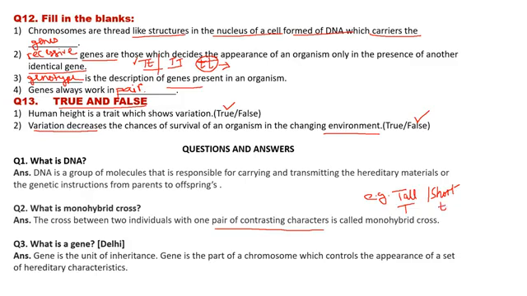Now what is a gene? Gene is a unit of heredity or unit of inheritance. Gene is a part of the chromosome which controls the appearance of a set of hereditary characters. So how the hereditary characters are going to appear in the progeny, that is all controlled by genes.